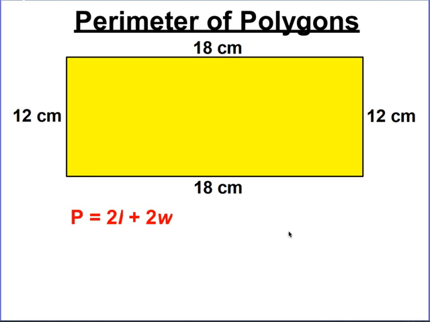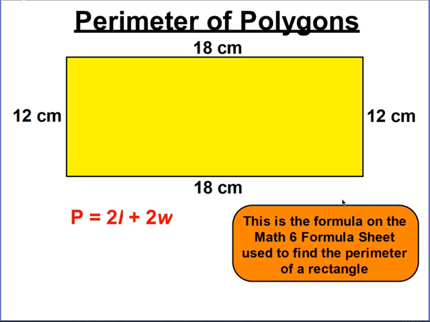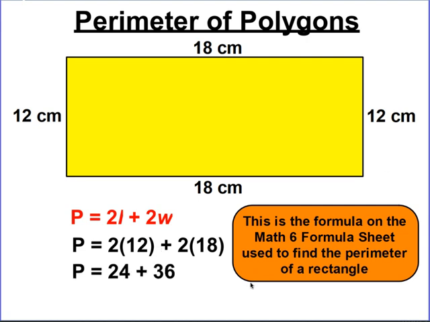So here, I'm going to use L as 12, and when I think of width, I think wide, so I'm going to use 18 as the width. I'm going to substitute those numbers in for L and W, using this Math 6 formula. I'm going to put 12 in for L, 18 in for W, and that's the next line of work that I have to write down. And then I'm going to do my math. 2 times 12 is 24, 2 times 18 is 36, which makes the perimeter of this shape 60 centimeters.